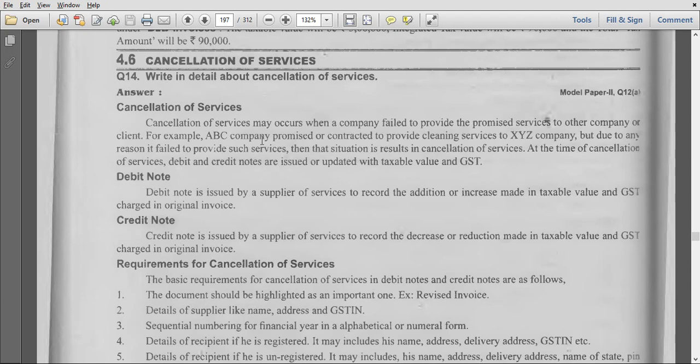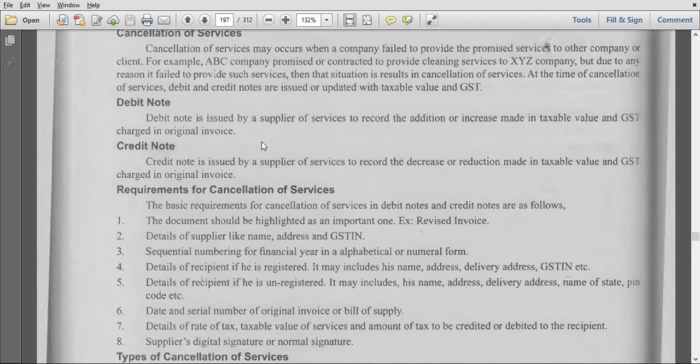So a credit note is issued by the supplier of services to record the decrease or reduction made in taxable value. If you want to increase the tax, we have to go with a debit note. If you want to decrease the tax, we have to go with a credit note. So what are the rules and requirements of cancellation of services?